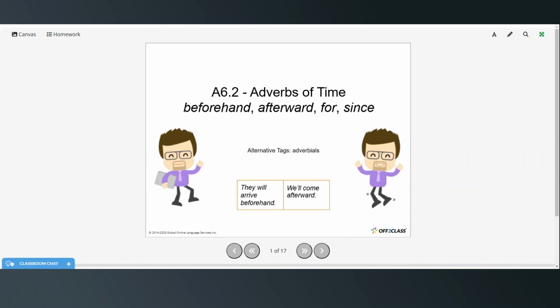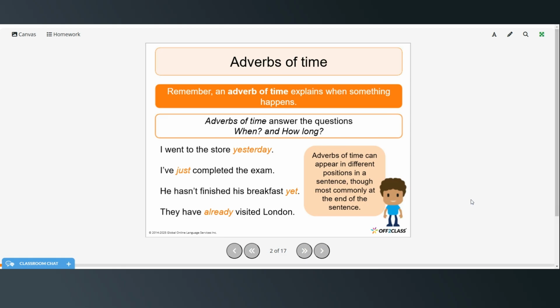We're continuing to talk about adverbs of time, and today we're going to talk about beforehand, afterward, and for and since. So remember, an adverb of time explains when something happens. Adverbs of time answer the questions when and how long.